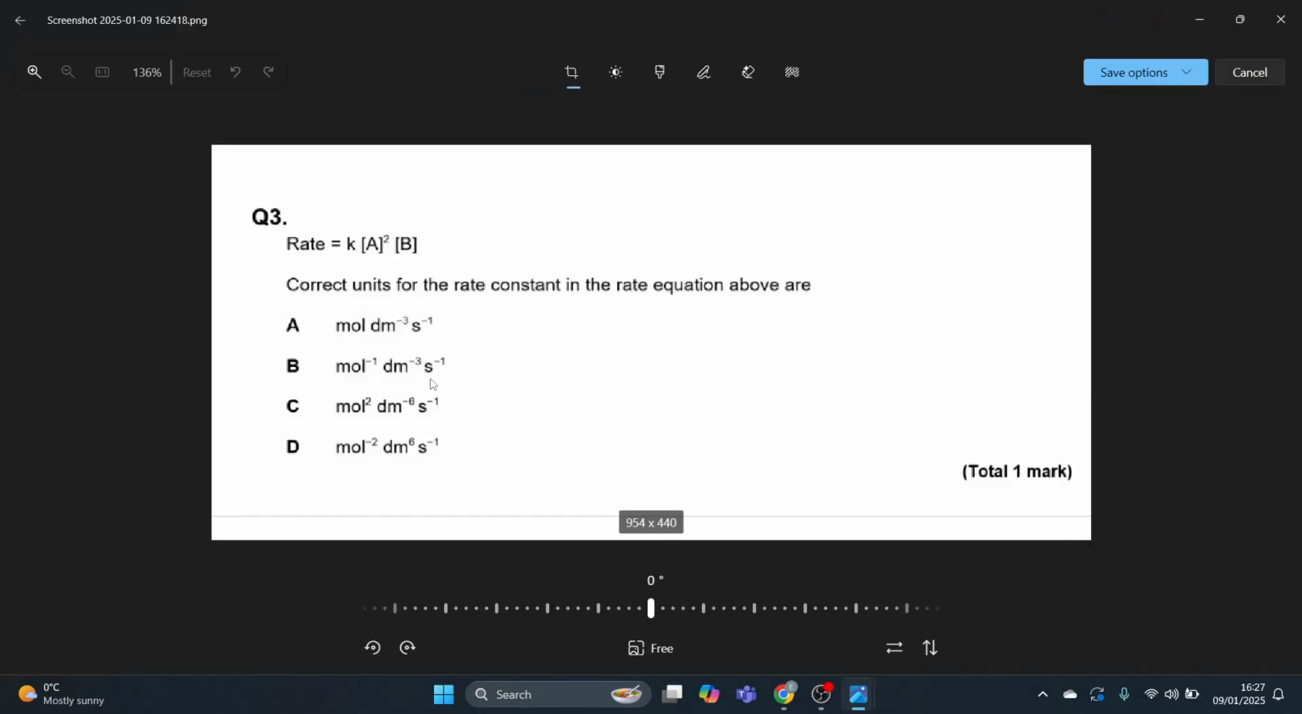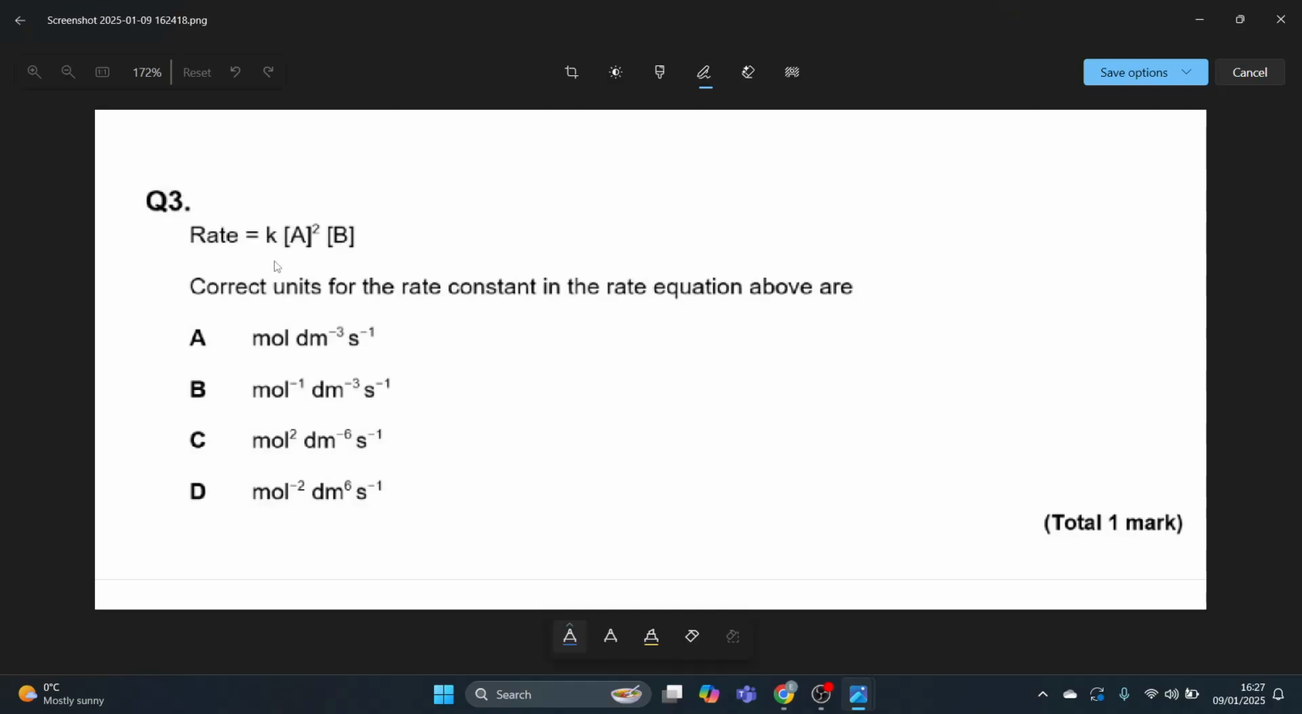Question 3. Rate equals k square brackets A squared square brackets B. Correct units for the rate constant in the rate equation above are. They really like asking these type of questions, multiple choice questions like, state the units of this. So all we have to do is rearrange it. So we get k equals rate divided by concentration of A squared times B. Now what are the units for that?